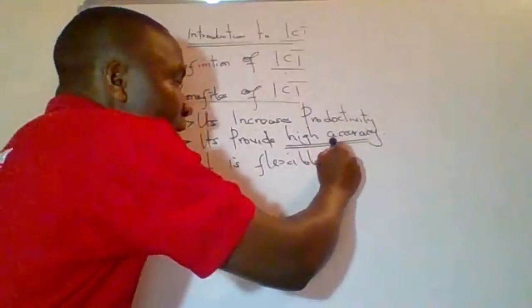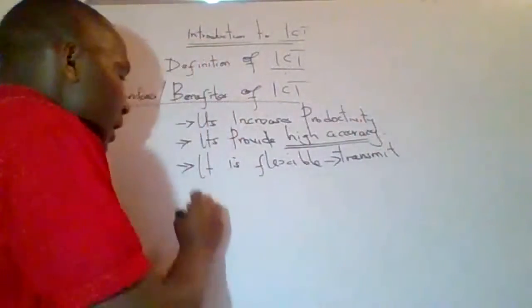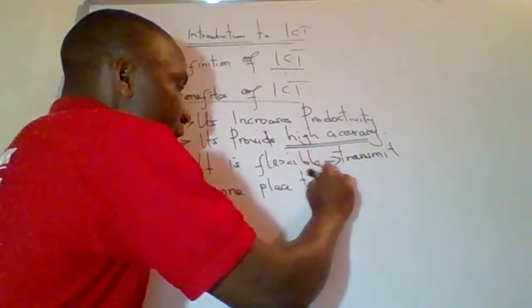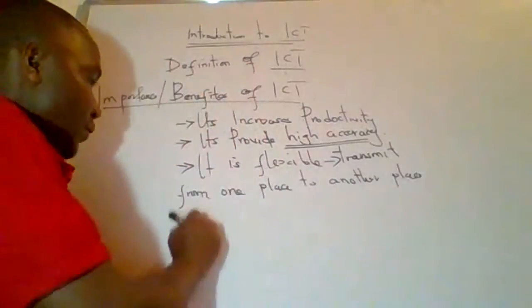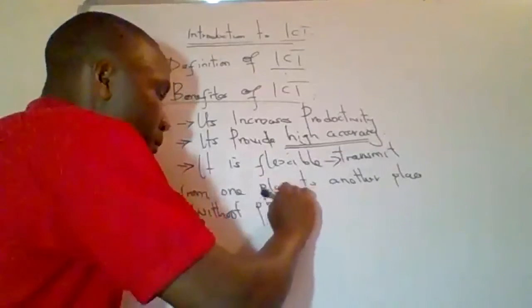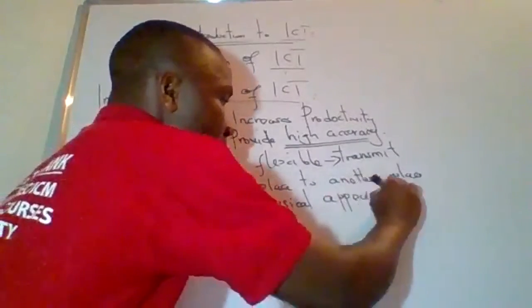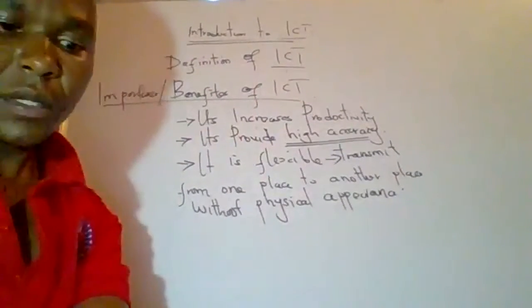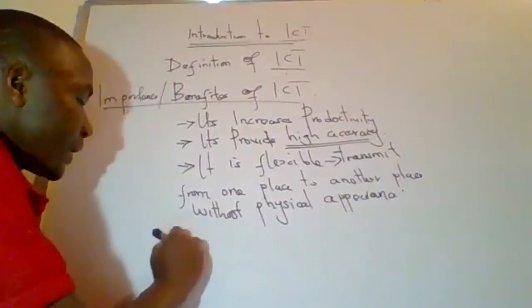So when you say flexible, it means you can transmit from one place to another place without physical appearance. And then the next one is it is faster.